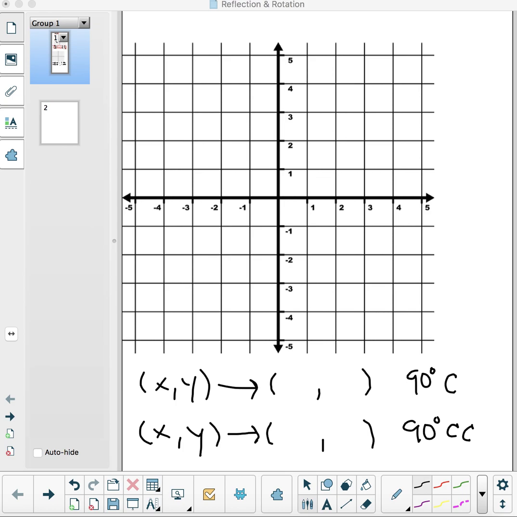All right, guys, I want to be able to explain our X and our Y coordinate points when we're rotating 90 degrees clockwise and rotating 90 degrees counterclockwise. And so, with this, I want to be able to just select a point, right? So I'm going to select a point at 1, 1.